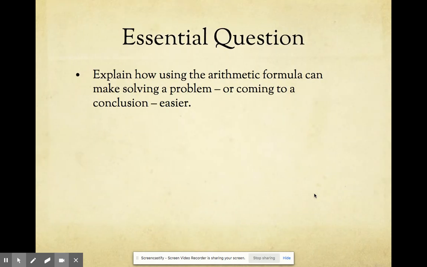So this is the essential question: explain how using the arithmetic formula can make solving a problem or coming to a conclusion easier. That's our goal, to see how we can use the arithmetic sequence to make our lives easier. Let's build on this idea.